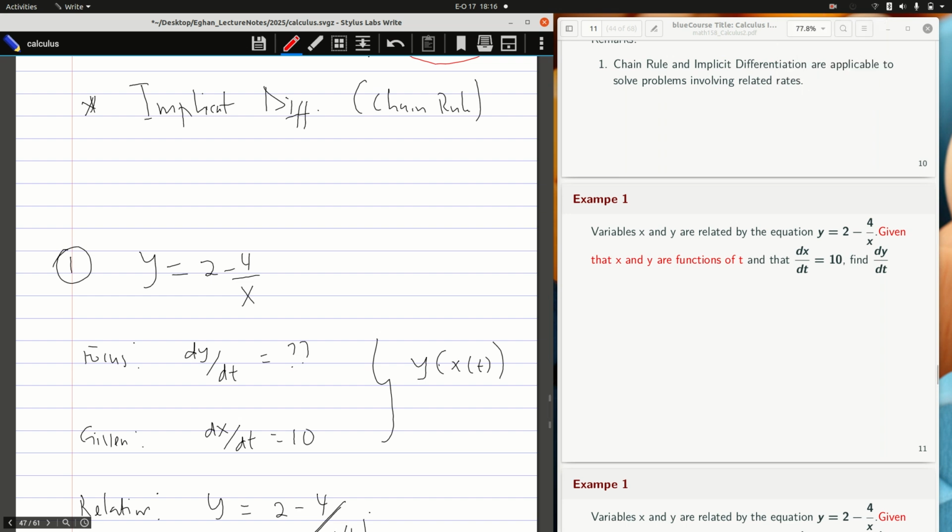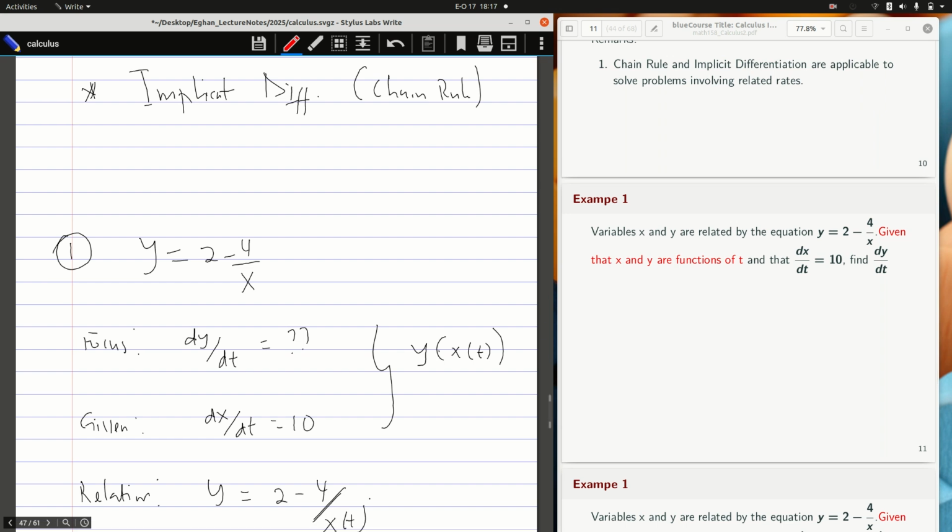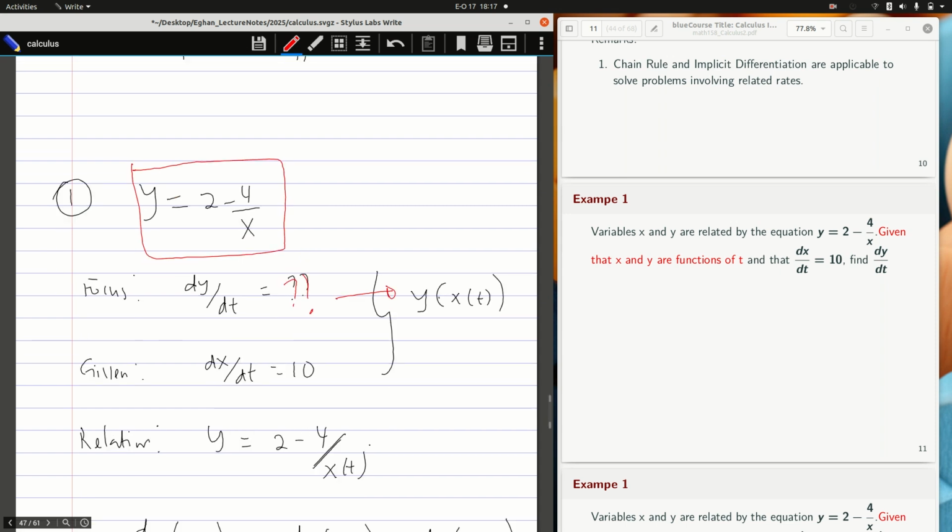With example 1, we are given a relation y is equal to 2 minus 4x, and then we are given that x and y are functions of t, and we are asked to find something else. Our focus is to find dy/dt, which is the same as y prime of t. But what were we given? We are given dx/dt equal to 10. So we are given the rate of change for x, and we expect to find the rate of change for y.